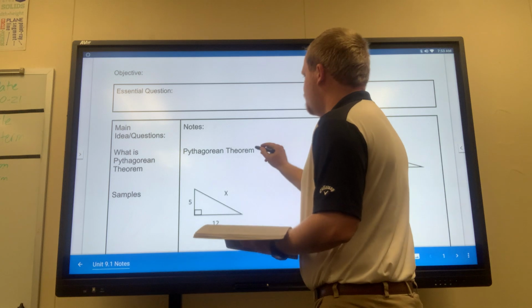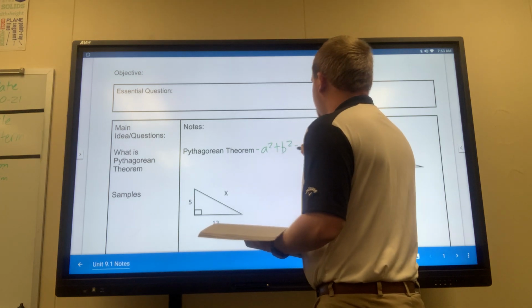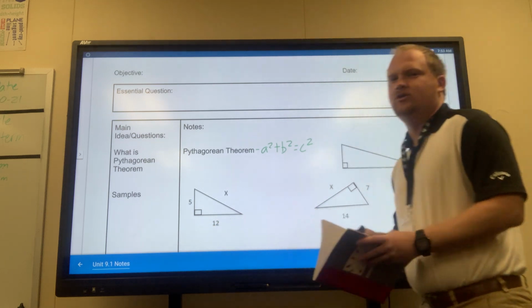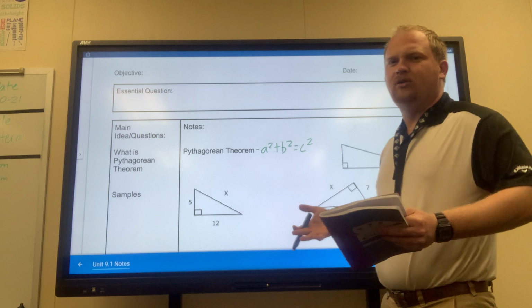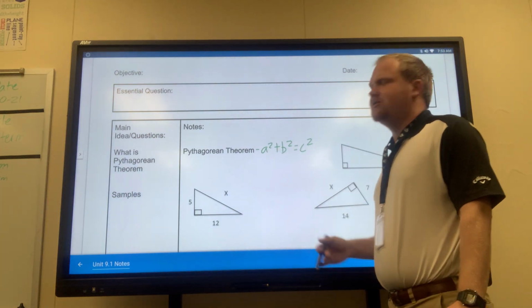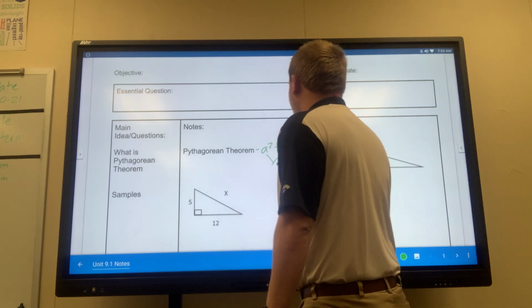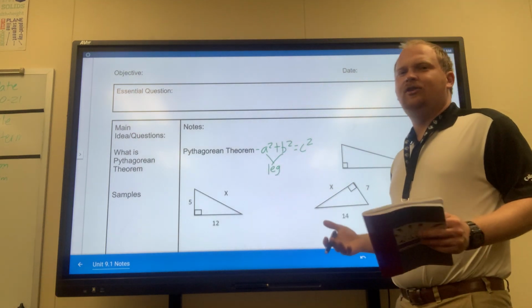Well, if you remember in junior high, a squared plus b squared equals c squared. Now, that seems like a pretty simple equation, but what do the a, b, and c mean? Well, both a and b are your legs. They're the legs of the triangle.